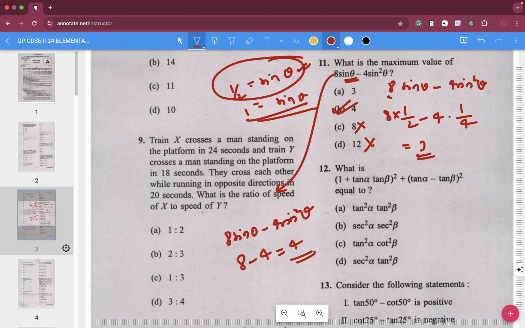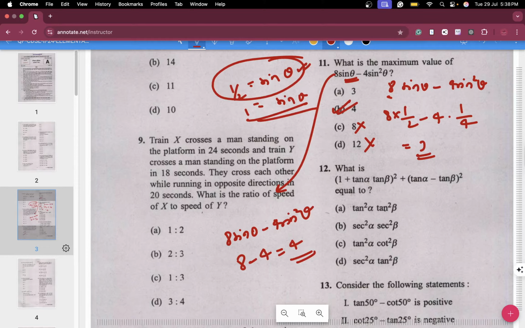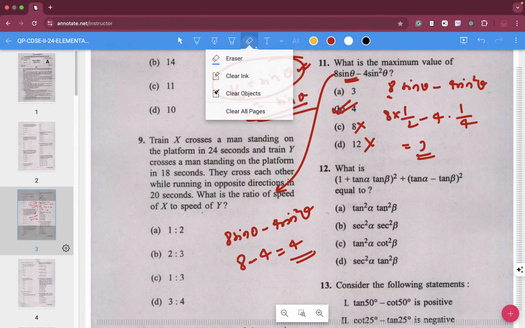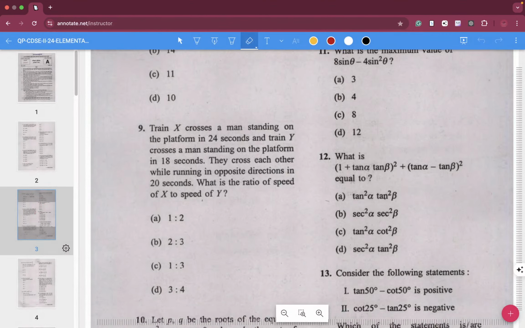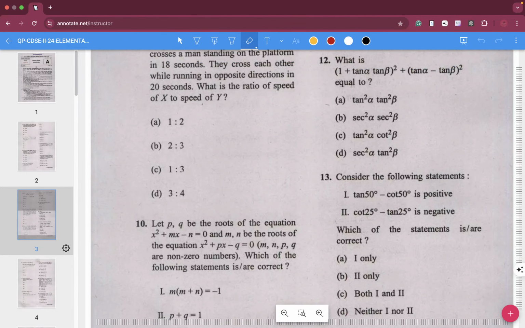Now let's move on to the next question, folks. Question number 12. For question number 12 over here, we can simply take certain values. It's your choice what value you want to take. I'm taking alpha beta value equal to 45. Why? Because I've always told you, whenever you see alpha and beta, or whenever you see tan theta and all that, the first thing you should take is the theta value, 45.